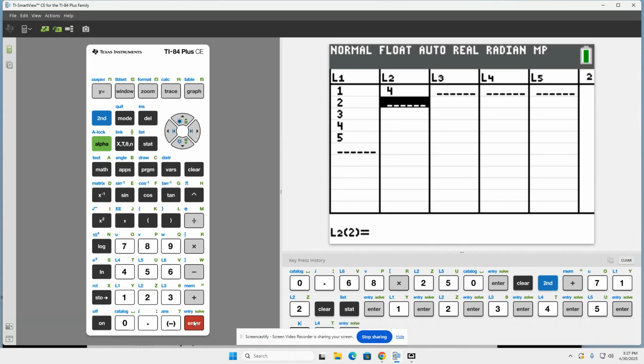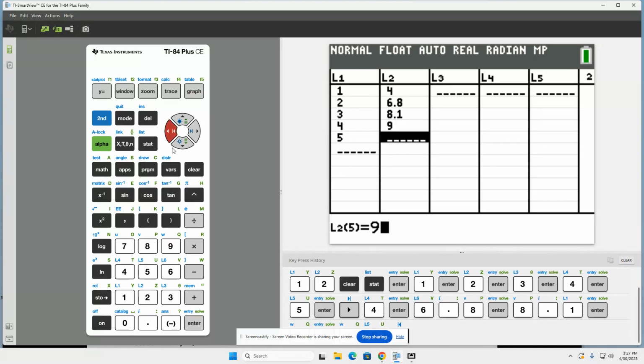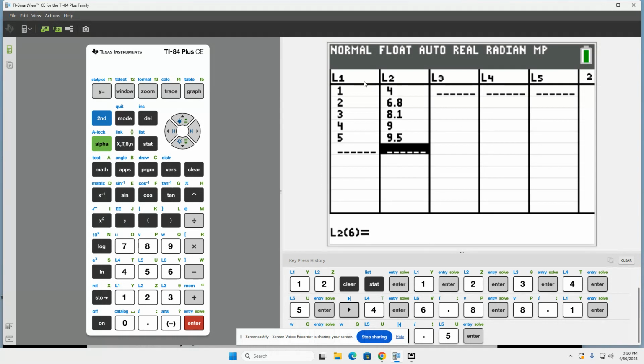So we got 4, enter. 6.8, enter. 8.1, enter. 9, enter. And 9.5, whoops, 9.5, enter. All right, so we have to decide, does this data right here represent a line, a quadratic, an exponent, or a logarithm? So I need to go look at the graph.